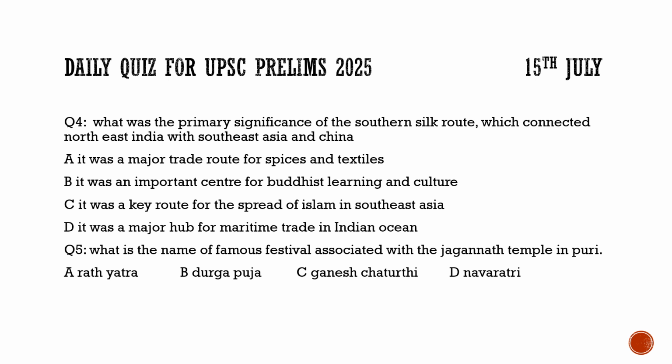Option B, it was an important center for Buddhist learning and culture. No, it was not important, but the ideas of Buddhism or Hinduism spread through this route, though that was not its primary significance. Option C, it was a key route for the spread of Islam in Southeast Asia. That happened a little, but not that much. D, it was a major hub for maritime trade in the Indian Ocean. It is totally incorrect. So for question number 4, the correct option is option A. It was a major trade route for spices and textiles.